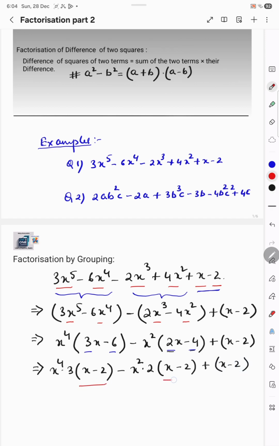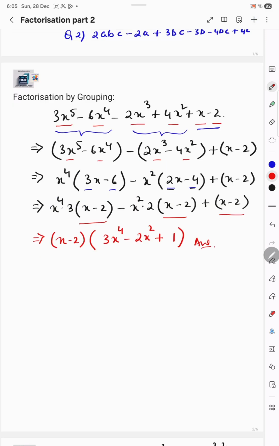So now see we have x minus 2, x minus 2, x minus 2 in all the terms. So we can take this also as common. So we'll take x minus 2 common from the whole expression. So we get 3x to the power 4 minus 2x square plus 1. So this will be the solution for this expression. Now for standard 8, this can be taken as the answer. But if you still want to factorize further, we can go ahead by one more step.